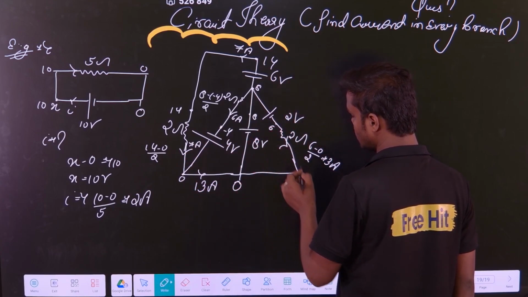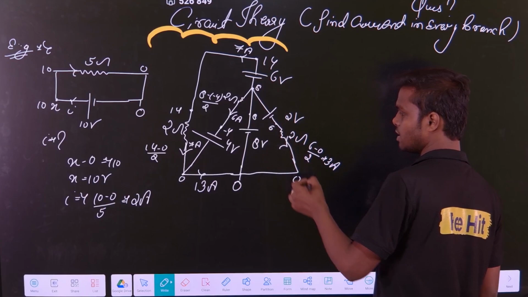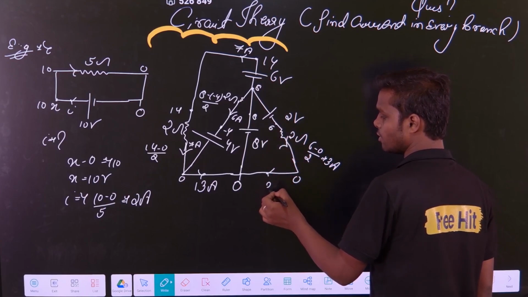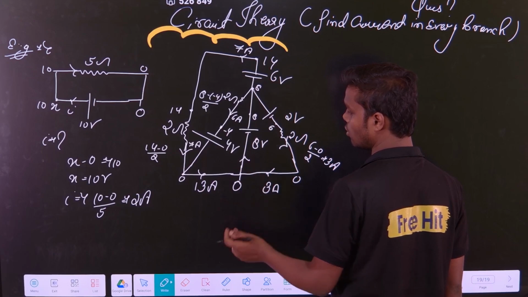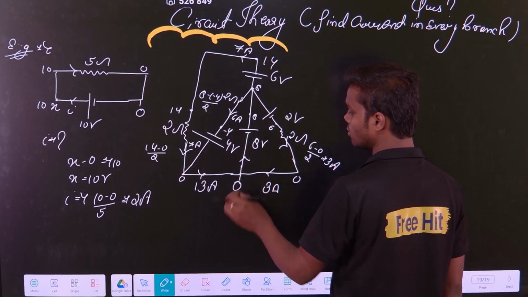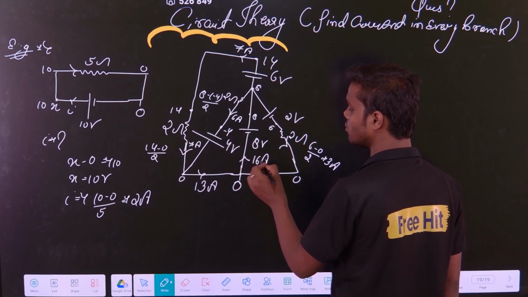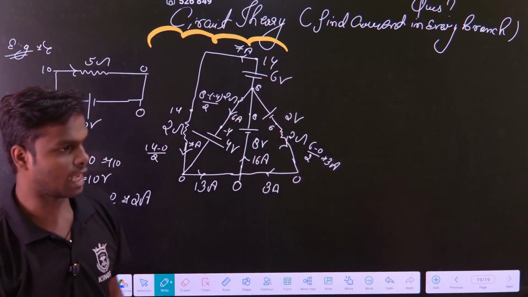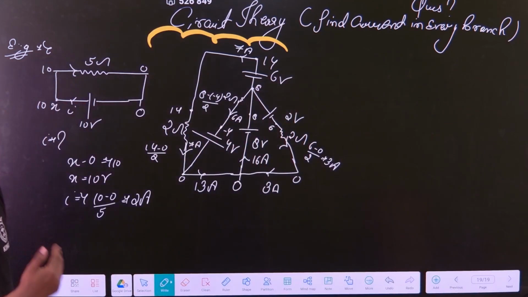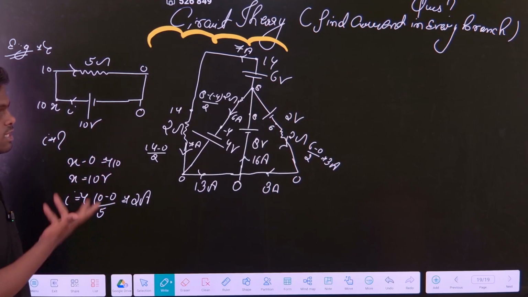Similarly, 2 ampere is coming from how much? 3 ampere is coming in this branch, 3 ampere. So 3 ampere will also go here. Now 13 is coming from here, 3 is coming from here. So how much will it go? So 16 ampere will go in this branch. Clear? Have you understood the concept? See, I have to explain you, that's why it is taking time to solve it. Otherwise, it is a single line problem.